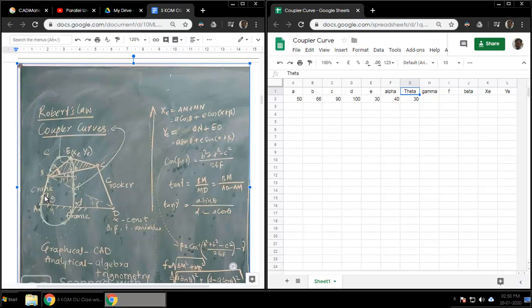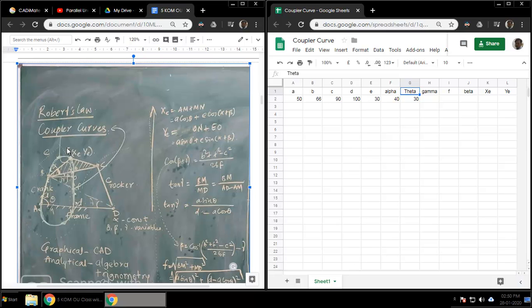Now this angle theta keeps varying, so as angle theta changes, the point E will travel on some path, and this path, as I had told you clearly, is called the coupler curve. The link BEC is the coupler, and any point on this link BEC which travels on a path, that path is called the coupler curve.